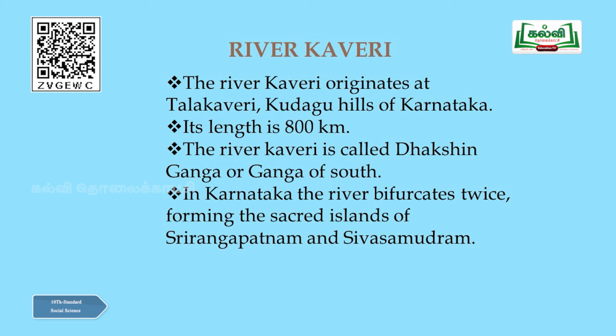Which river is called Dakshin Ganga? The answer is river Kaveri, otherwise also known as the Ganga of the South. The major tributary in Karnataka, especially this river, bifurcates twice and forms two important sacred islands. One is Srirangapatnam and another one is Sivasamudram.